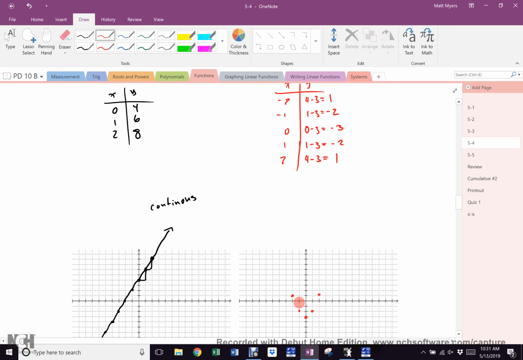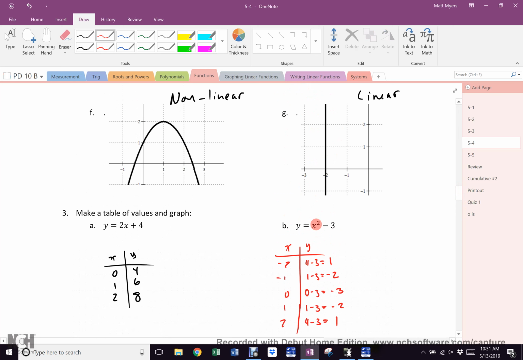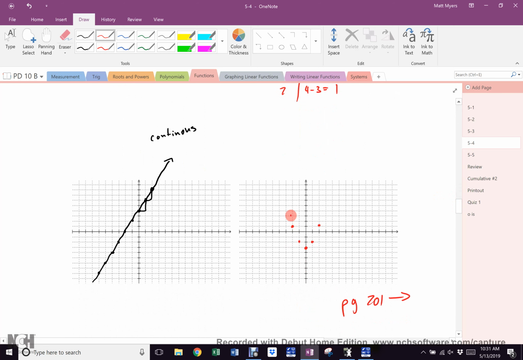What about the second one? Do I draw the line? Can I take any value of x? Can I pick any number for x? In number 2, can I square that number? Can I subtract 3 from the result? So is it continuous? Of course it is. Because every value of x will get me a value of y.